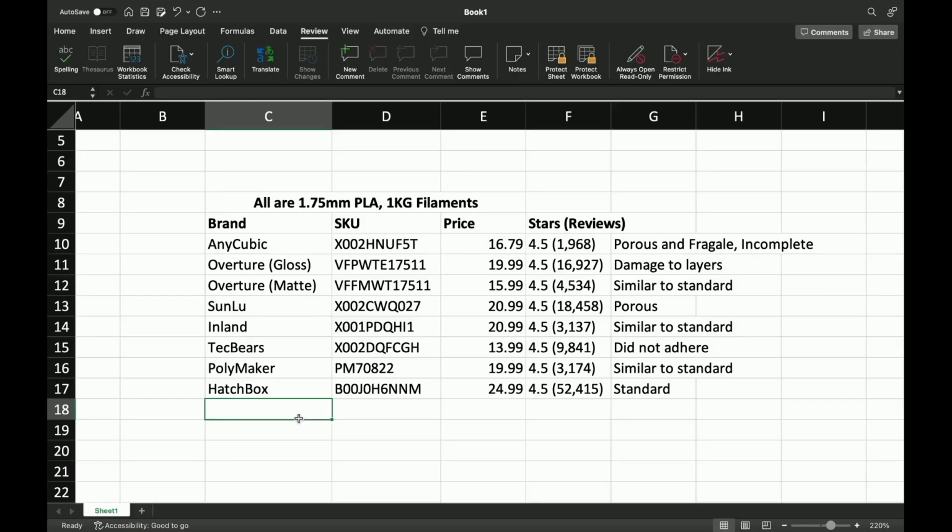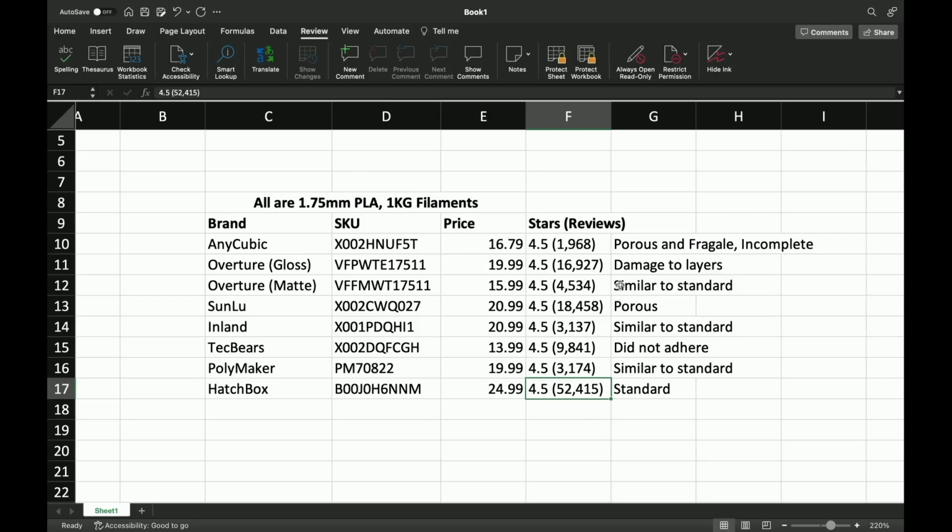So here's what I got on the computer. As you can tell, they all rated quite high, approximately 4.5 stars. I was surprised, like the SunLu, how many reviews it had. I was definitely surprised, the TecBears, how many reviews it had. I don't know why mine printed so poorly.